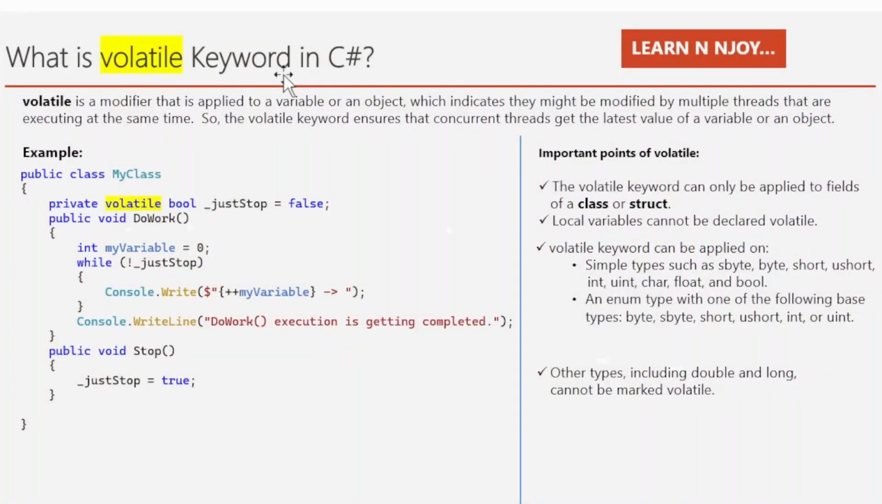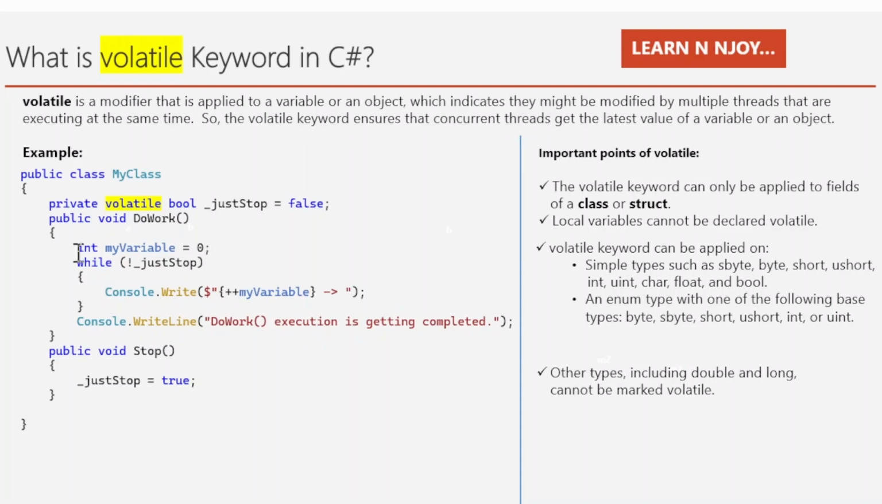What is the volatile keyword in C#? Volatile is a modifier that is applied to a variable or an object, which indicates they might be modified by multiple threads that are executing at the same time. So the volatile keyword ensures that the concurrent thread gets the latest value of a variable or an object.